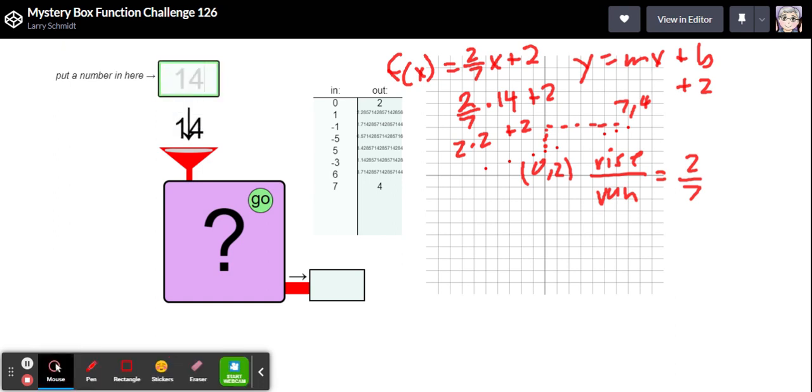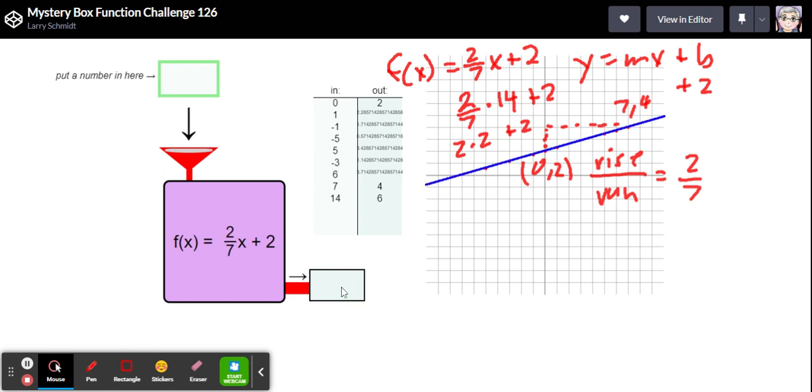So 14 goes in, and we do get out a 6. Beautiful. Okay, I'm pretty confident we've got this now, so we're going to take a look. And there it is, f of x equals 2/7 x plus 2. We can graph it as well. And there's our line cutting across that y-axis at 2, and a nice, gentle, positive slope of 2/7.